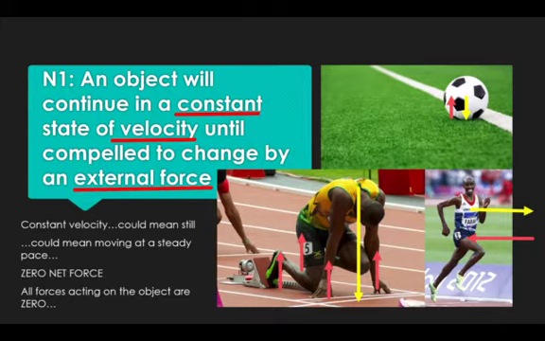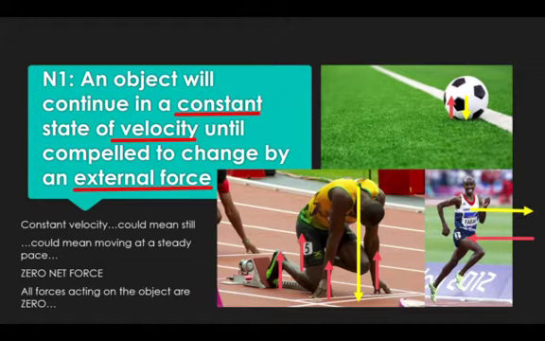So in all of these examples, we can see that they are at constant velocity. Okay, constant velocity could mean that they are still, they are not moving. It could mean that they are moving at a steady pace. But what it fundamentally means is there is zero net force. All of the forces acting on those objects are balanced to zero. All right, so the weight force acting down from the football is equal to the reaction force acting up. The sprinter, the weight force acting down into the ground, is equal to the reaction forces acting up on his four points of contact there.